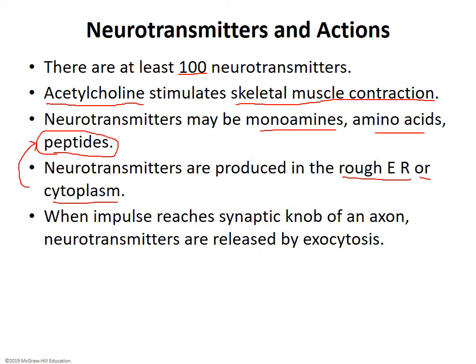So when this action potential, which in this is just called an impulse, reaches the synaptic knob of an axon, calcium ions go into that synaptic knob, and they are going to cause the release of neurotransmitters, right? And so it's released by exocytosis, which just means leaving the cell.